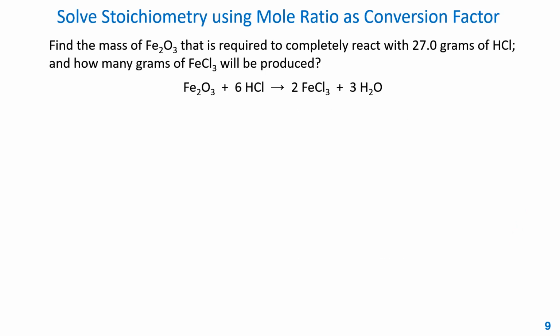Okay, here's the last example I'm going to show you. Find the mass of the iron(III) oxide, this is actually iron rust, that is required to completely react with 27 grams of hydrogen chloride, or you can say hydrochloric acid. And how many grams of the iron(III) chloride will be produced? So this question actually included 2 questions.